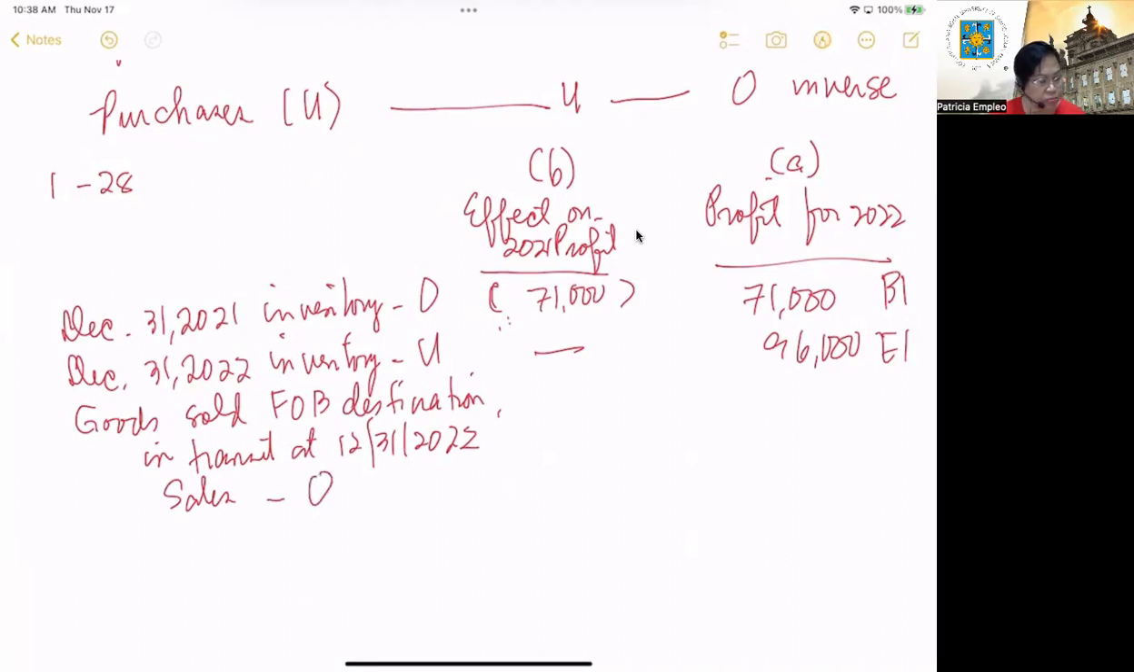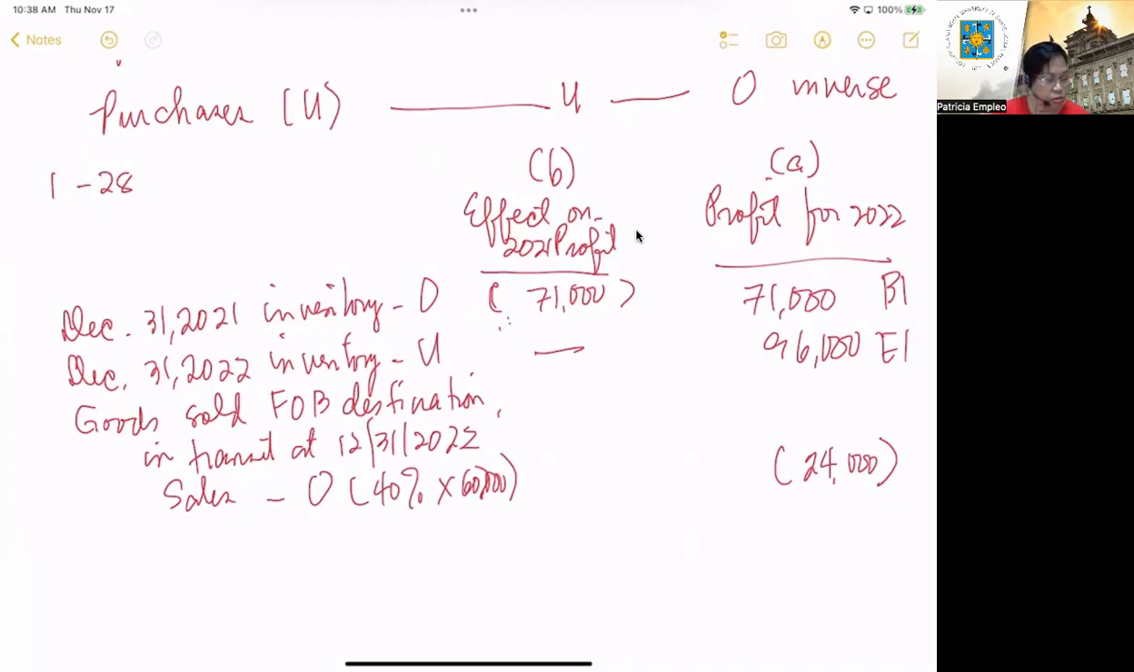That is 60% now of the goods were shipped FOB shipping point. Therefore, the sales that we will cancel will be 40% of 60,000. And 40% of 60,000 is 24,000. The fact that sales is overstated means that the profit is also overstated for the year 2022.